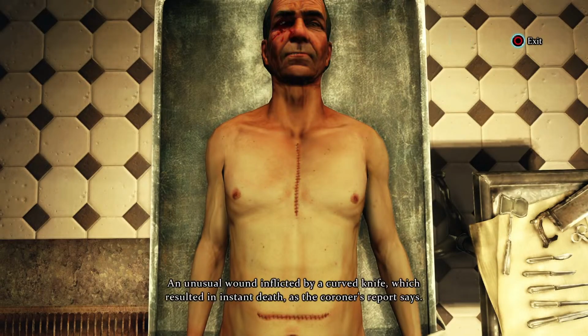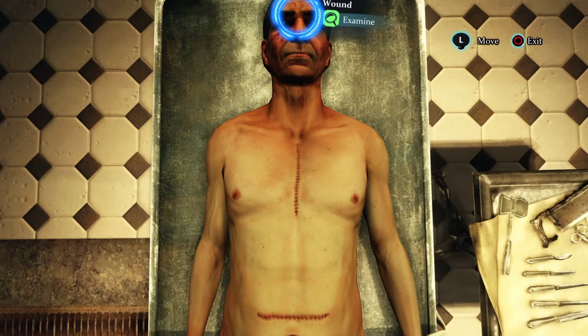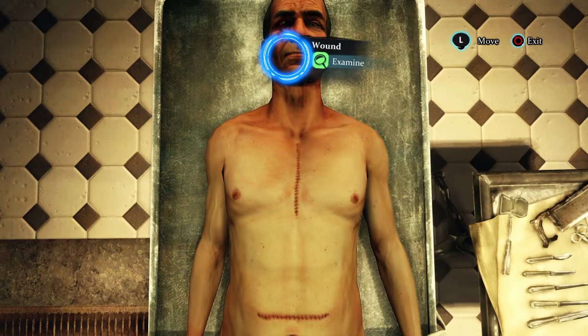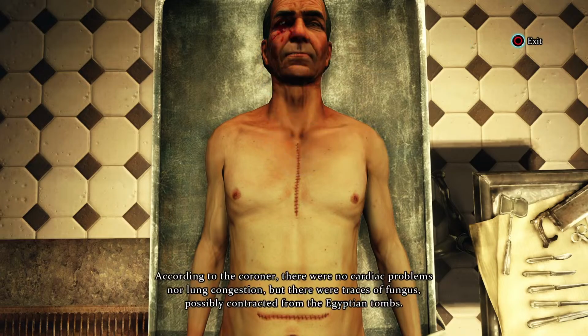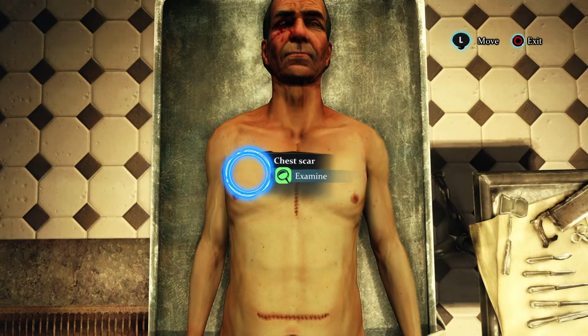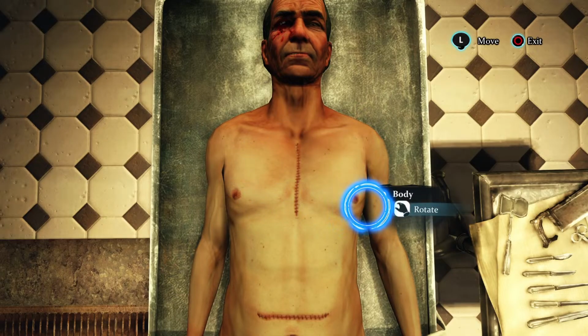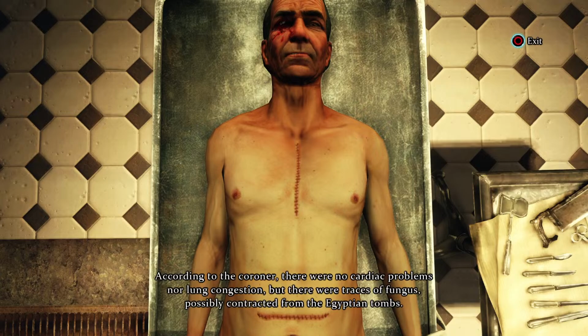An unusual wound, inflicted by a curved knife, which resulted in instant death, as the coroner's report says. According to the coroner, there were no cardiac problems nor lung congestion, but there were traces of fungus, possibly contracted from the Egyptian tombs.